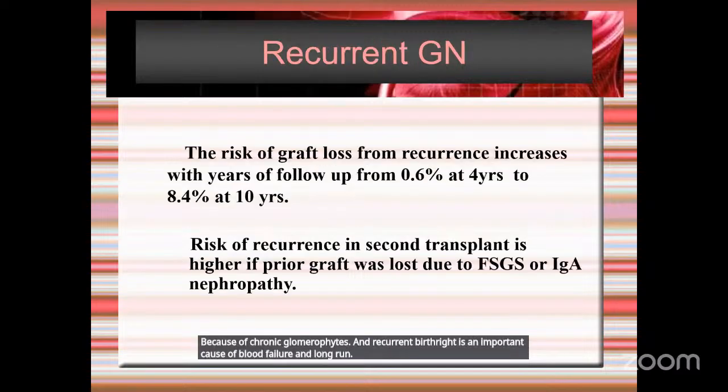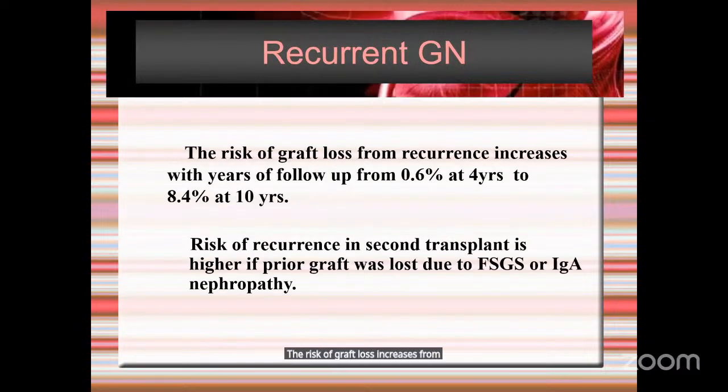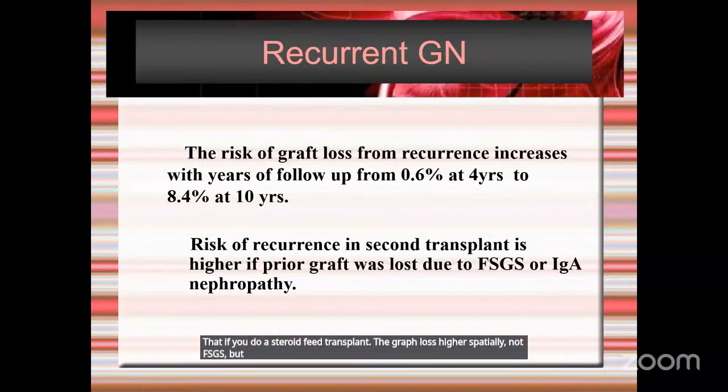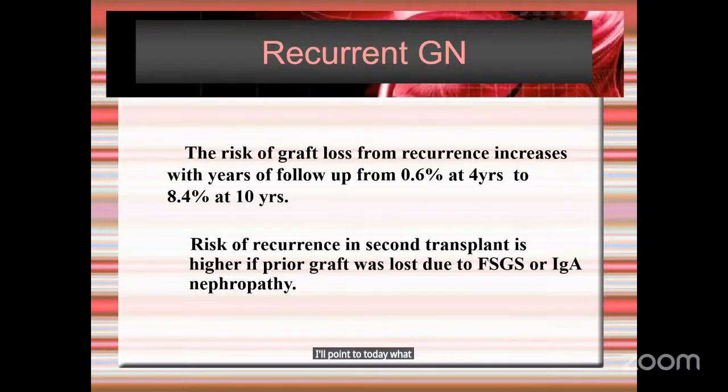The risk of graft loss increases from 0.6% at 4 years to 8.4% at 10 years. Second, which you should know, is that data has been published many years ago that if you do a steroid-free transplant, the graft loss is higher, especially not FSGS, but recurrence of IgA nephropathy. I'll point out today what data I have to show to all of you.